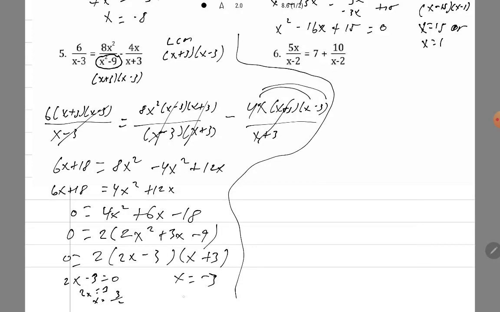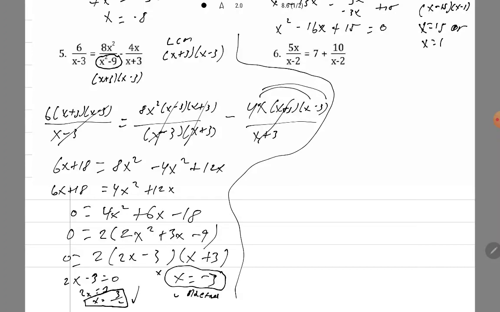In this case, when you run through your whole check, this x equals negative 3 does not work when you plug it back in. And the reason behind that is you get undefined in one of the denominators. So, this is your only answer, 1.5. Okay.